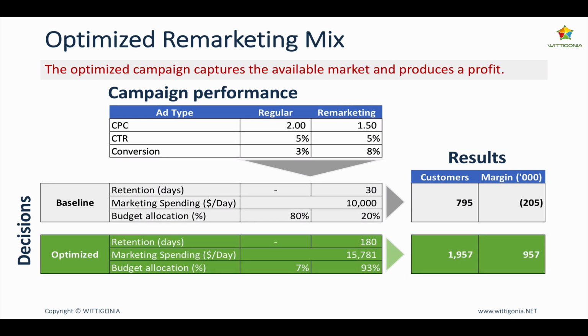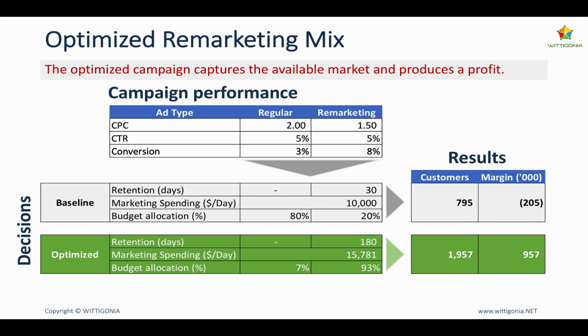So the decisions that we have for this optimization run were to set the retention period from 30 to 180 days. We're spending about 16,000 per day, and we are allocating a much higher portion on remarketing. And that gives us a very positive result. We're winning almost the entire market, so there are only a couple of customers left. And we're producing a very positive margin contribution.